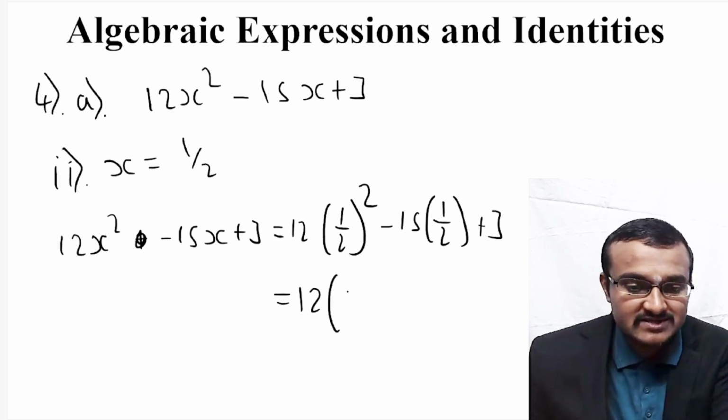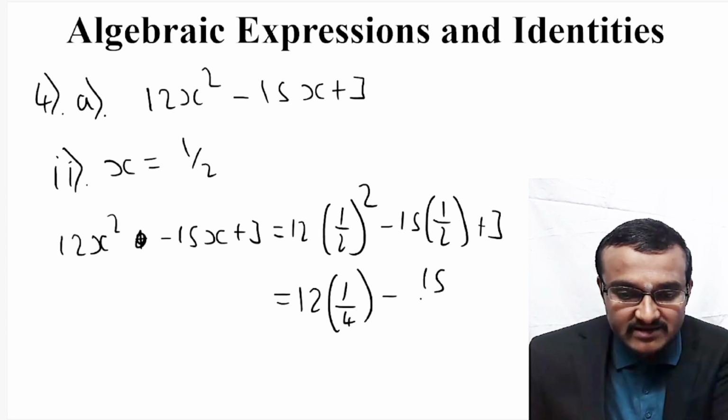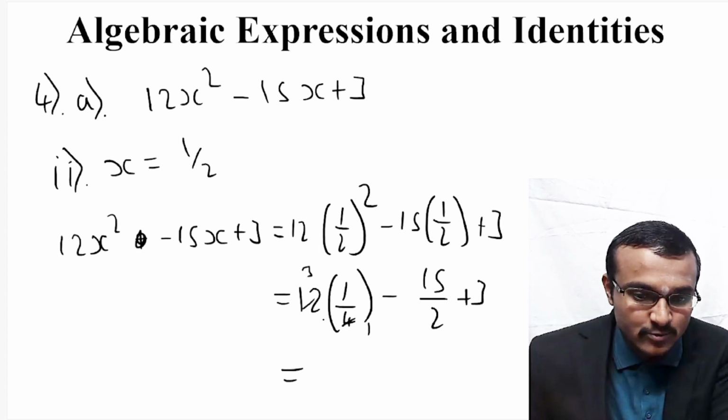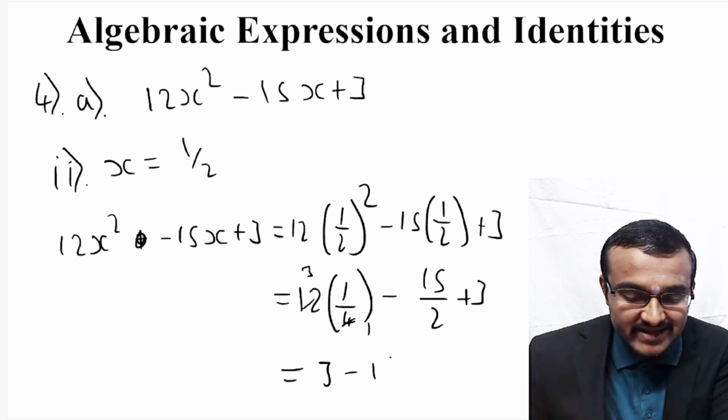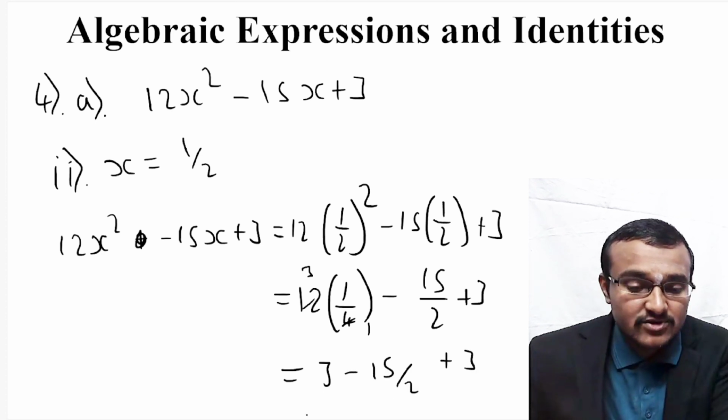So 1 by 2 whole square is there. So 1 by 4 will be remaining minus 15 by 2 plus 3. So what is 12 by 4? 12 by 4 is actually 4 ones are 4 3s are 12. So 3 minus 15 by 2 plus 3. So when you add 3 and 3, you will get 6.